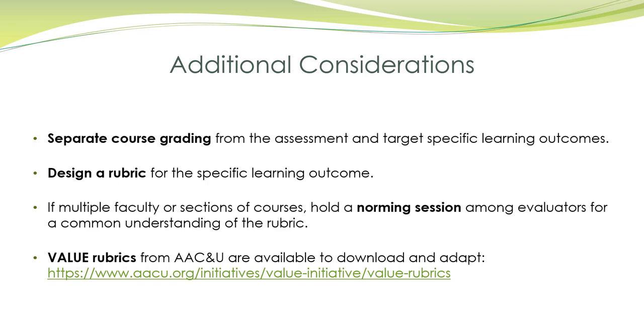If multiple faculty are involved in the assessment, then it will be important to have a norming session between reviewers so that there is a common understanding of how the rubric will be scored. This is called inter-rater reliability, or a way to mitigate as much subjective interpretation as possible between reviewers. This is especially important when assessing courses with multiple sections taught by multiple instructors.